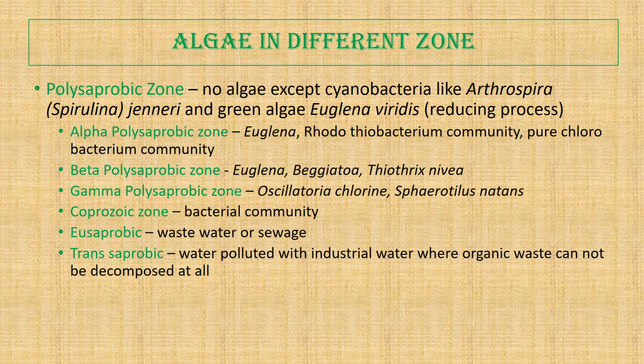In polysaprobic, that is highly polluted zone, we do not find any algae except cyanobacteria. And polysaprobic is again divided into alpha, beta, gamma, coprozoic, eusaprobic and transsaprobic. This alpha, beta and gamma were originally used, and eusaprobic and transsaprobic were later added. You can pause the slide and read the name of algae and bacteria present in each category.